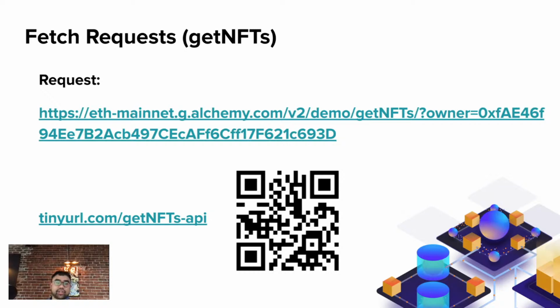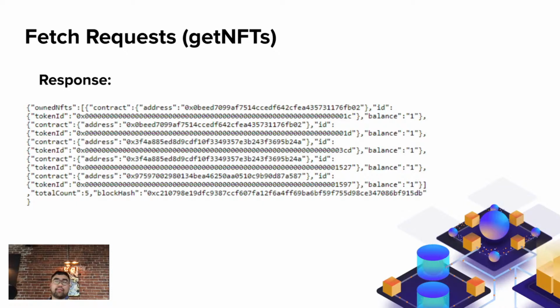If you run this, you should get something like this. In this case, we see that this person has a total of 5 NFTs. If you look carefully, it's across a bunch of different contract addresses. There's a duplicate, so there are 2 NFTs of the same contract, but different IDs. So you get all of that information through getNFTs.